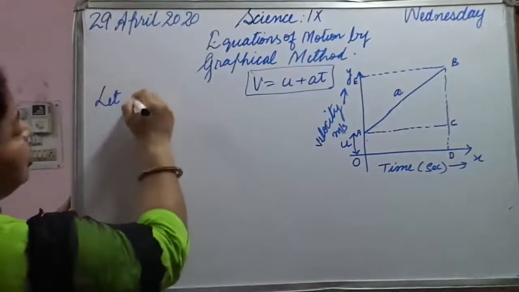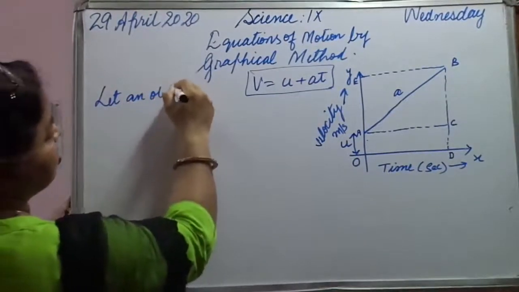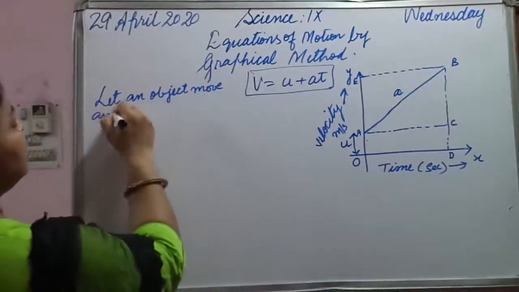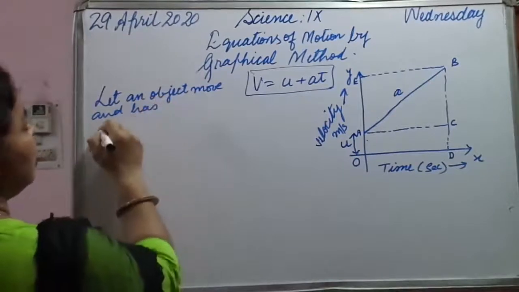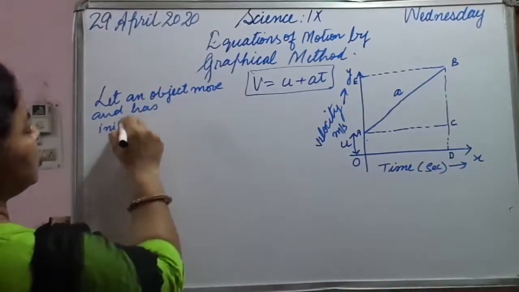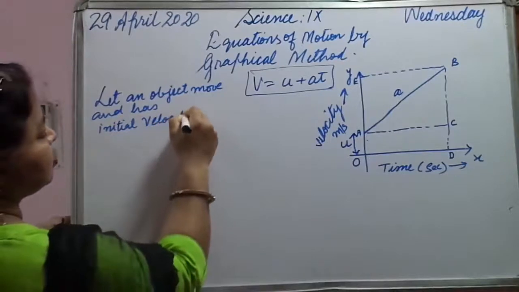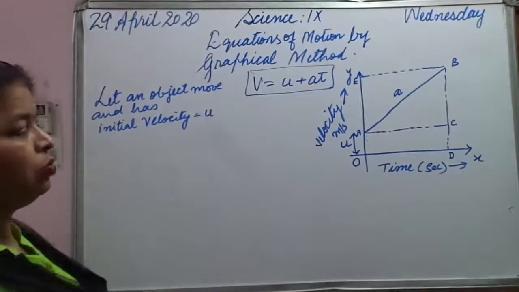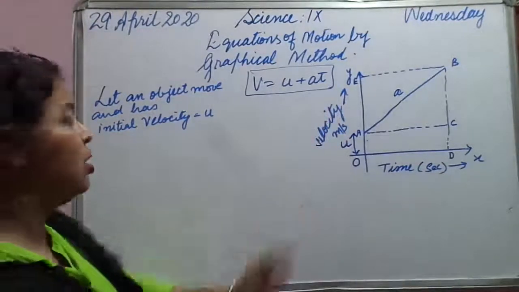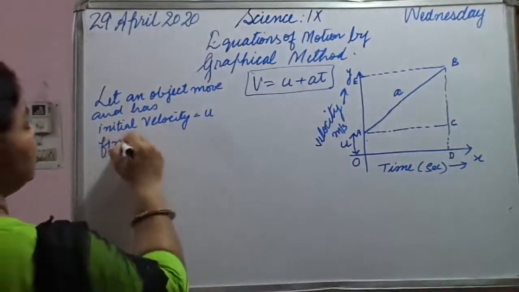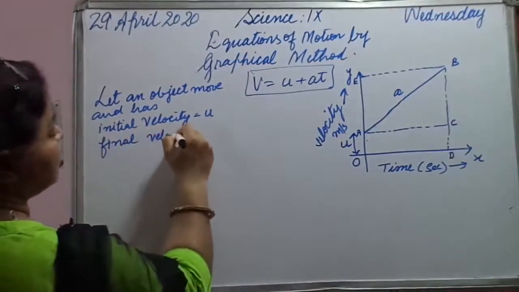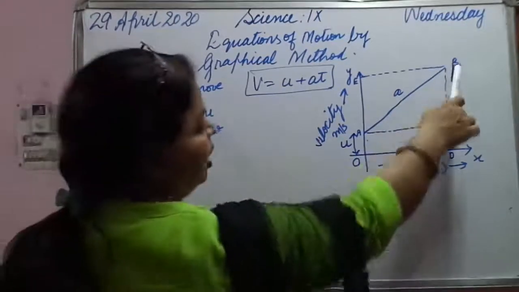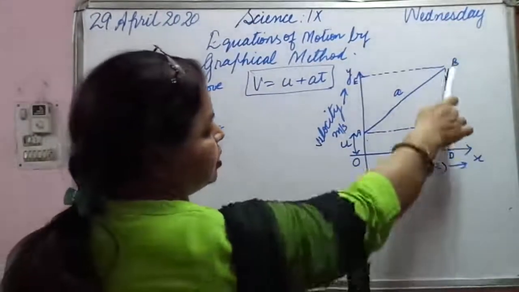We will start like this. Let an object move and has initial velocity u is equal to u, which is AO. Okay, then final velocity is equal to v, that is BD. This is the final velocity.